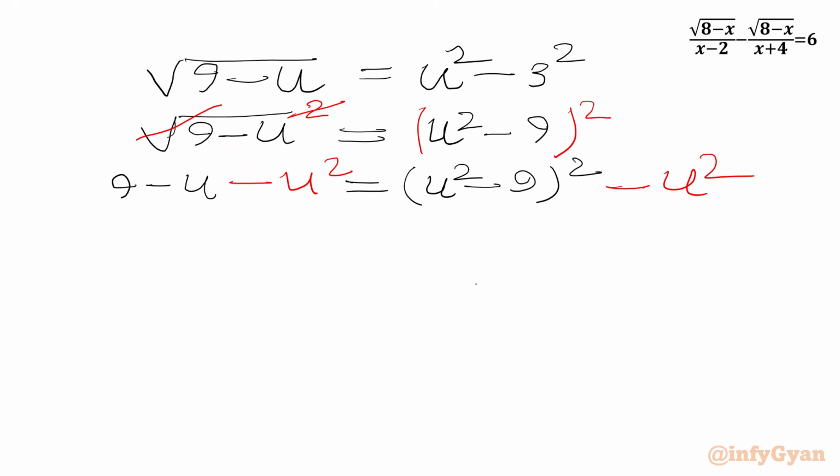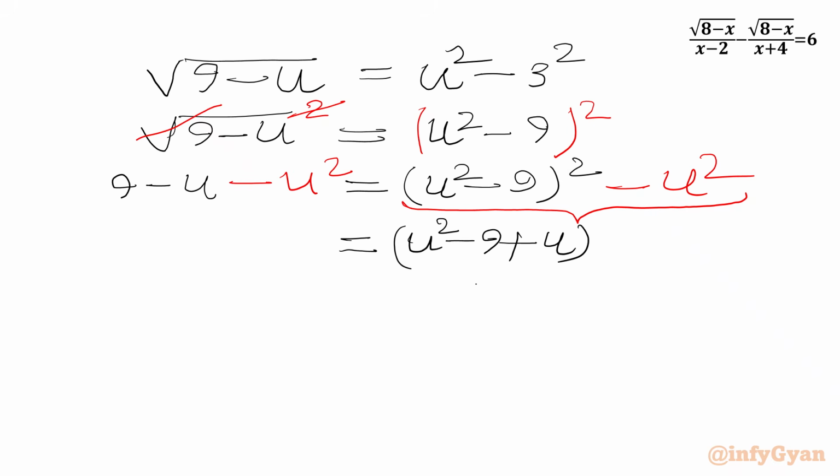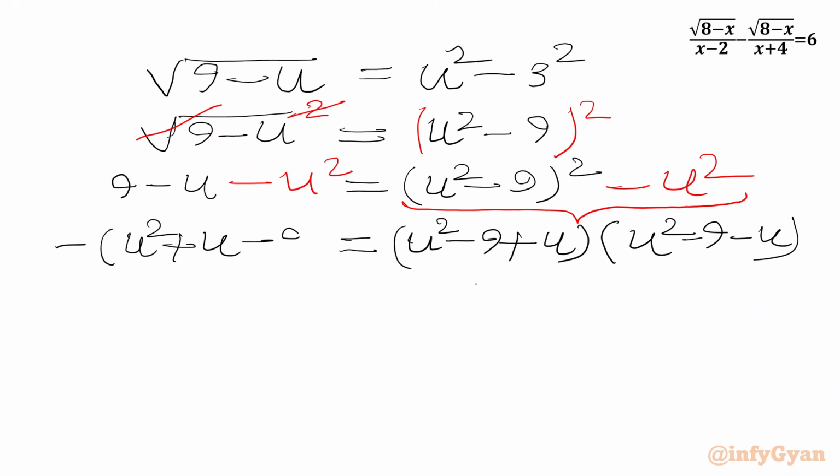So in the RHS we are going to get a square minus b square form. So we will use the (a plus b) times (a minus b) formula and write (u square minus 9 plus u) times (u square minus 9 minus u). In LHS, if we take minus common, then we can write u square plus u minus 9.